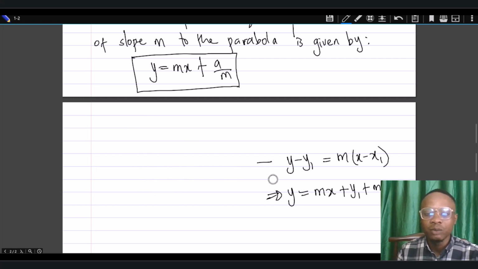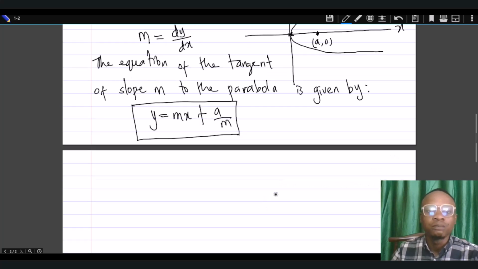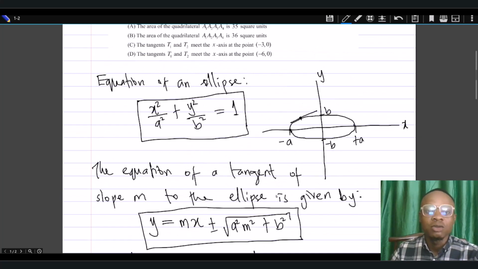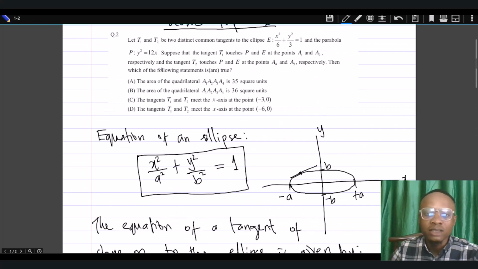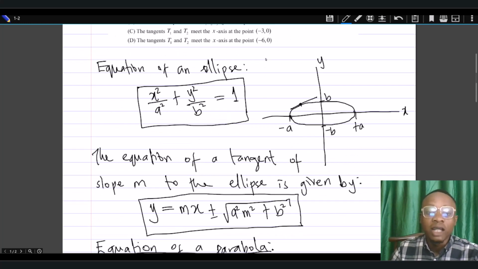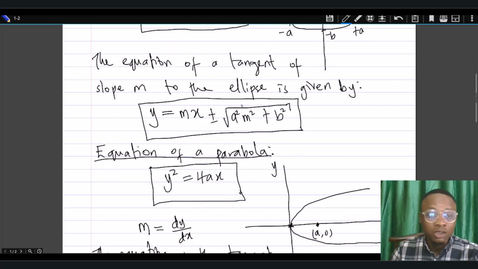But for now, we will proceed with these equations and go ahead to solve this problem. Okay, so let's see what is required of us now. For the common tangent to this ellipse and this parabola, because it is a common tangent, it means that it is the same line, so it will have the same equation and the same slope. So then we can equate the slopes for each of them.